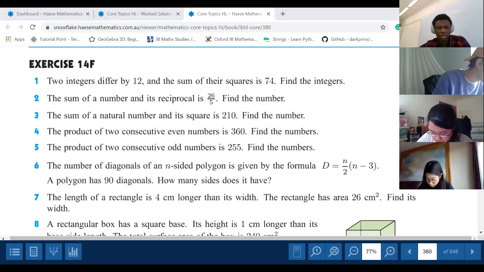Let's see. This is Krista C. The number should be 5 or 1/5. Kai, can I call you Kai? Did I get it right, Kai?